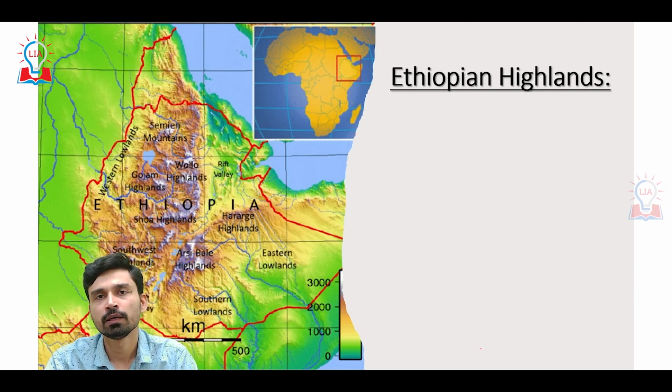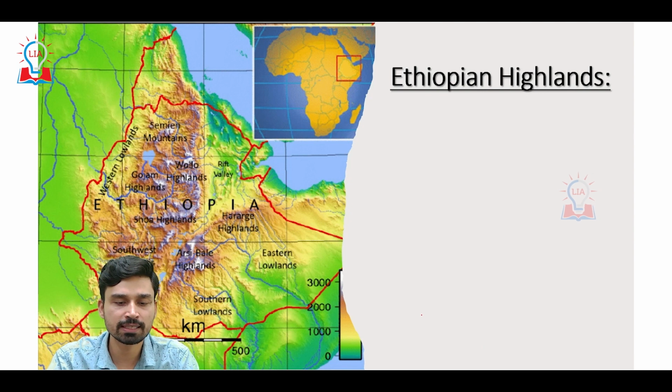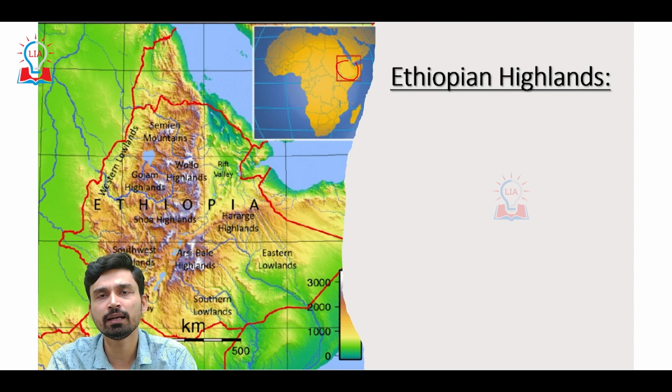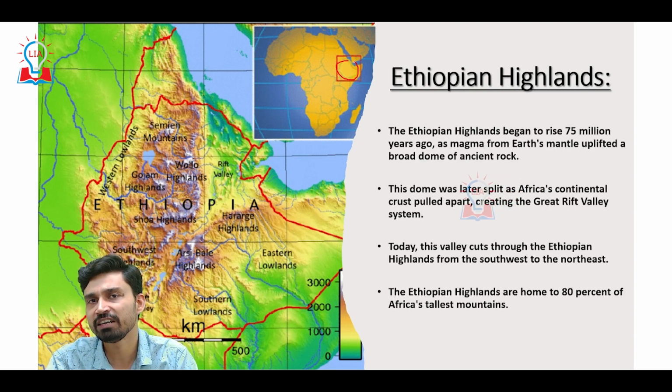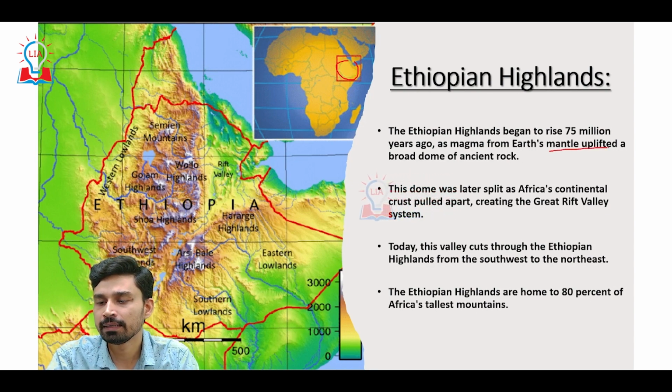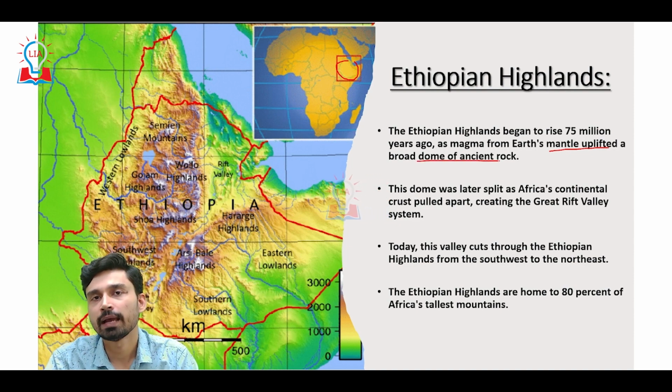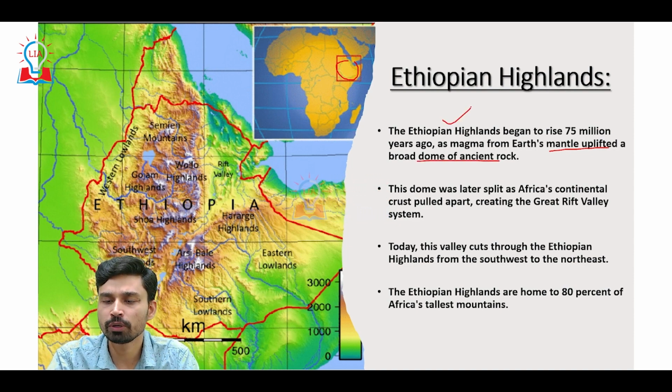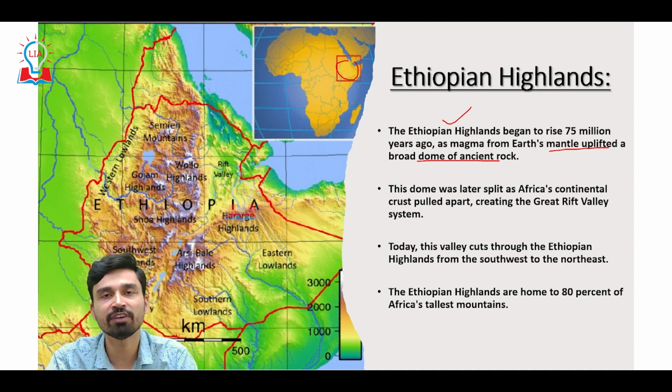The third important geographical region of Africa is in the eastern part of Africa, called the Ethiopian highland. If you look at this part of Africa in the east, this is the region of the Ethiopian highland. Ethiopian highland formed about 75 million years ago due to volcanic eruption. A huge volume of magma broke through the crust of Africa and then gradually deposited itself and solidified, leading to the formation of what we call today the Ethiopian highland. And this Ethiopian highland dome that formed 75 million years ago later split apart because of what is referred to as continental divergence.